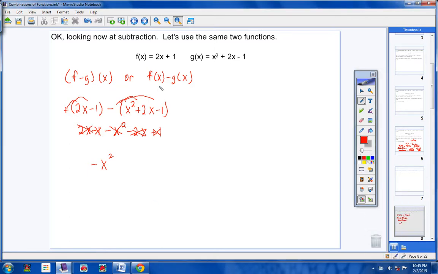And students, I did notice one mistake I made. Right here is a positive sign, and when I copied the function over here, I put negative. So that should be plus, okay? So that gives you a positive 1 here. So positive 1 and positive 1 is a positive 2.